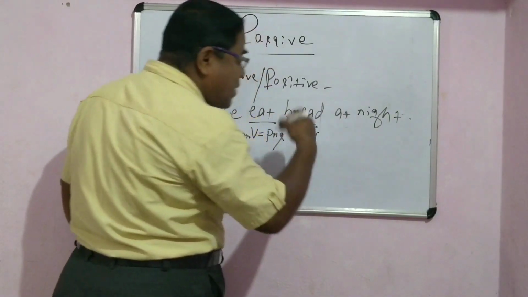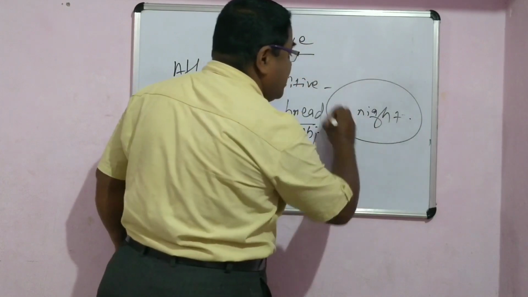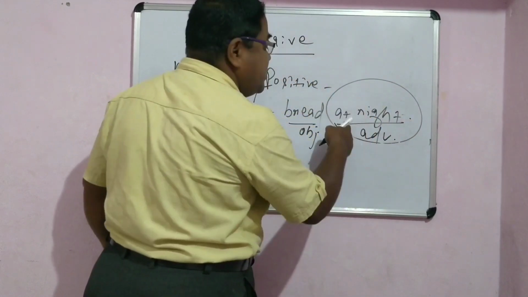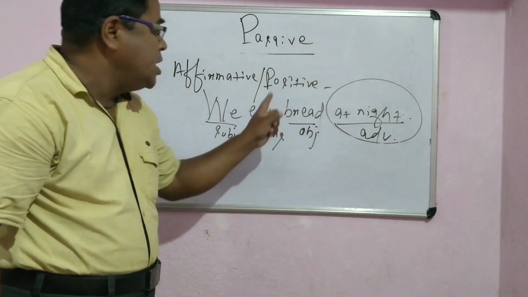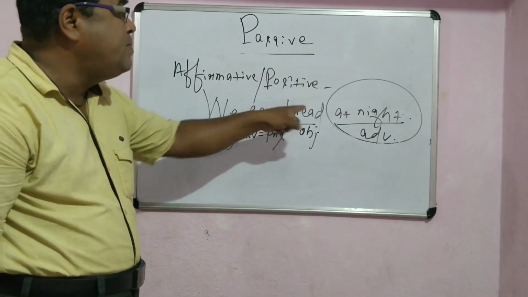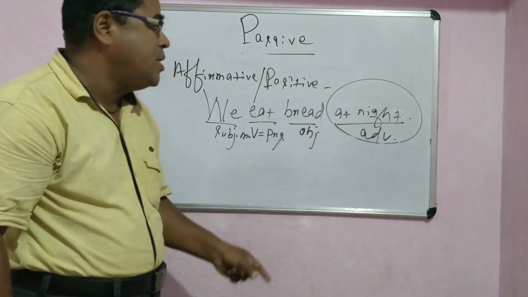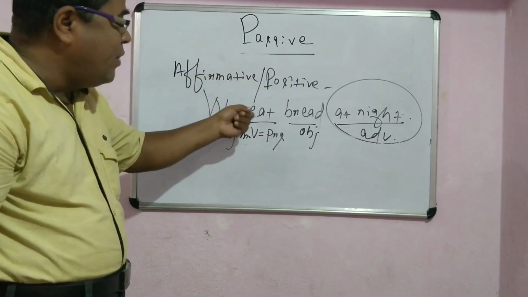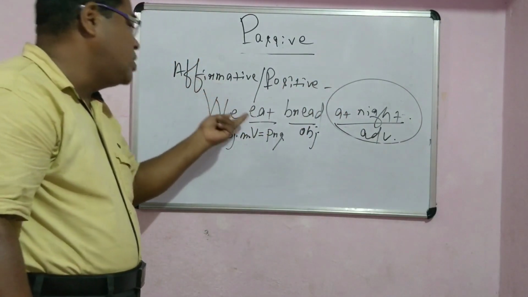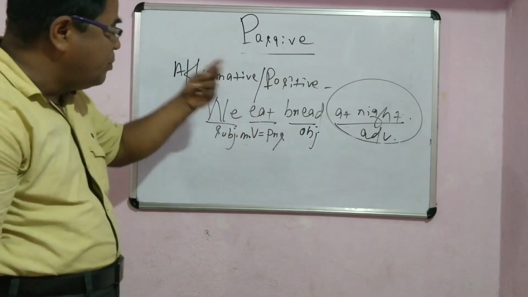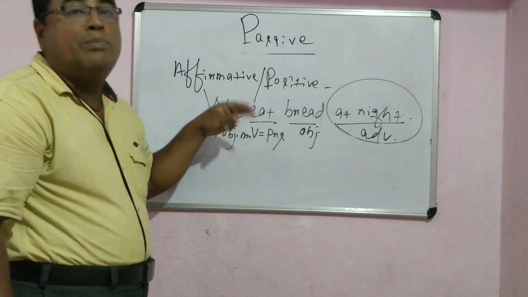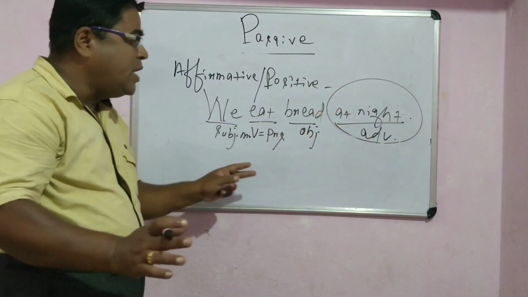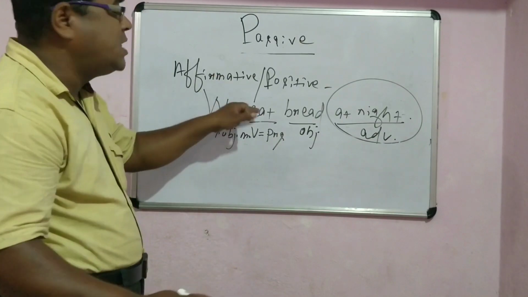We eat bread. And if you want to know something about at night, always remember at night is the adverb, and it is the time adverb. How can you get the adverb? You put the question when to the verb. When do you eat bread? Answer is at night. This adverb adds to the meaning of the verb. You may put the question when, where, how, how often, how much, and definitely you get your adverbs. But here the adverb has no importance for us in changing active into passive.